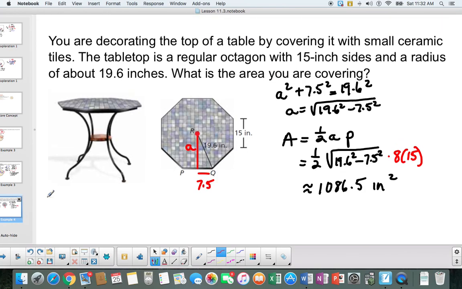All right, let's take a look at this problem, finding the area of this octagon. Remember the formula is 1/2 AP. Perimeter I can find because this is 15, and all I've got to do is multiply it by 8. So 8 times 15 is going to give me my perimeter. Now I just need my apothem, and since I know two sides of this right triangle, I am just going to use the Pythagorean theorem to figure out what A is. Then I put A in here, and then I'm able to figure out my area.